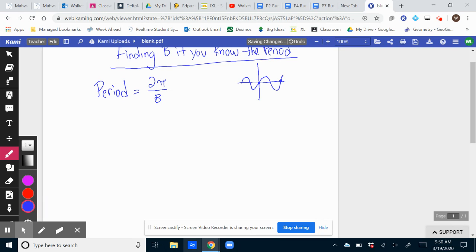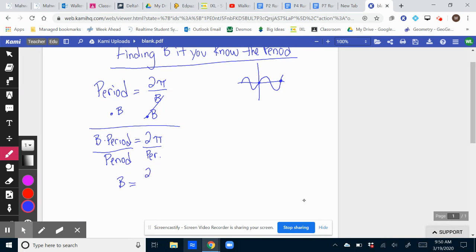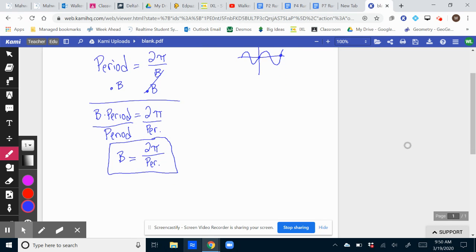So my first step, if I wanted B by itself, right now it's 2 pi divided by B. I'm going to multiply by B on both sides. Okay, so on the left I have B times the period equals, now this denominator is gone, just 2 pi. Okay, and now if I want to solve for B by itself, I would divide by the period. Okay, and therefore, not only is the period equal to 2 pi over B, but the other way, B, if you know the period, you can solve for B by doing 2 pi divided by the period.